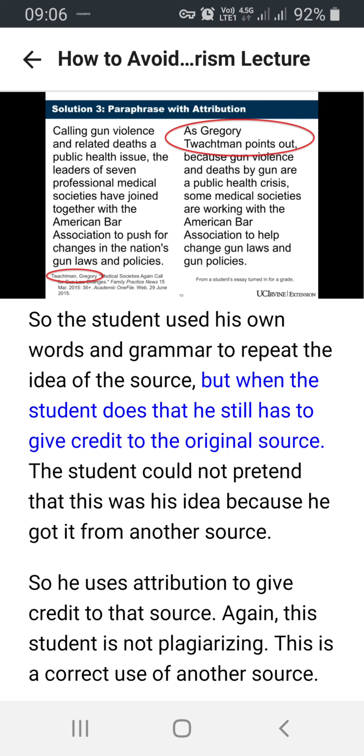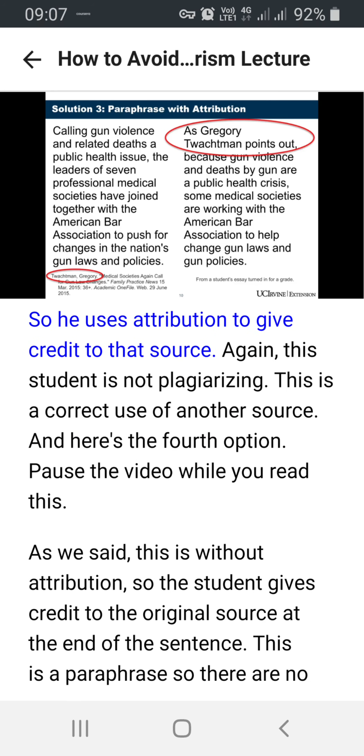But when the student does that, he still has to give credit to the original source. The student cannot pretend that this was his idea because he got it from another source. So he uses attribution to give credit to that source. Again, this student is not plagiarizing. This is a correct use of another source.